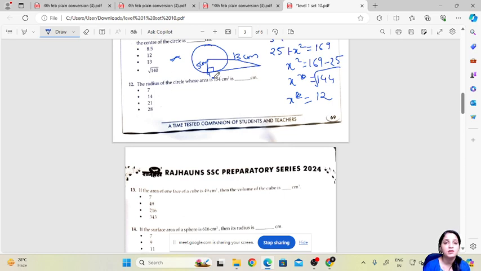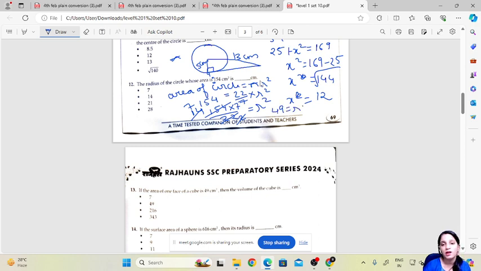The radius of the circle whose area is 154 is, okay, first of all, what is the area of a circle? Pi r square. Okay, the area of the circle is given as 154, so it is 22 upon 7 into r square. So 154 into 7 upon 22 equal to r square. So 11 2s are 22, 11 7s are 77, so it is 7 into 7, 49, r square, and r will be 7.